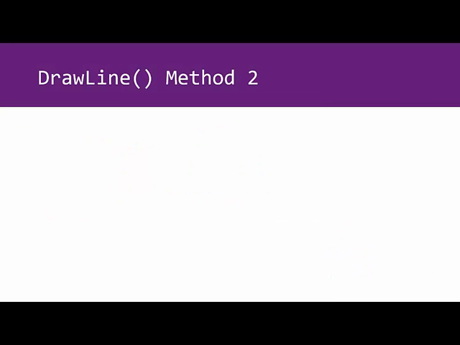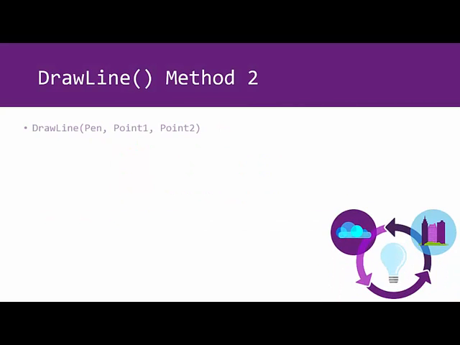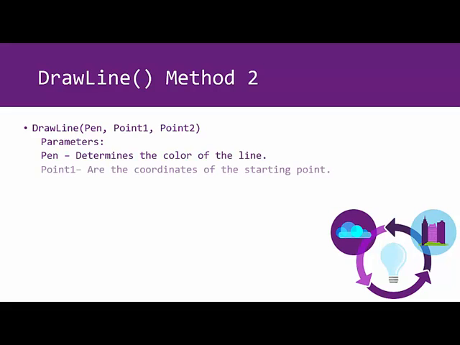The second method is a little bit more complicated. It should look something like this. It has the pen, the first point, and the second point. The parameters are: the pen again determines the color of the line, the first point is the starting point, and the second point is the ending point.